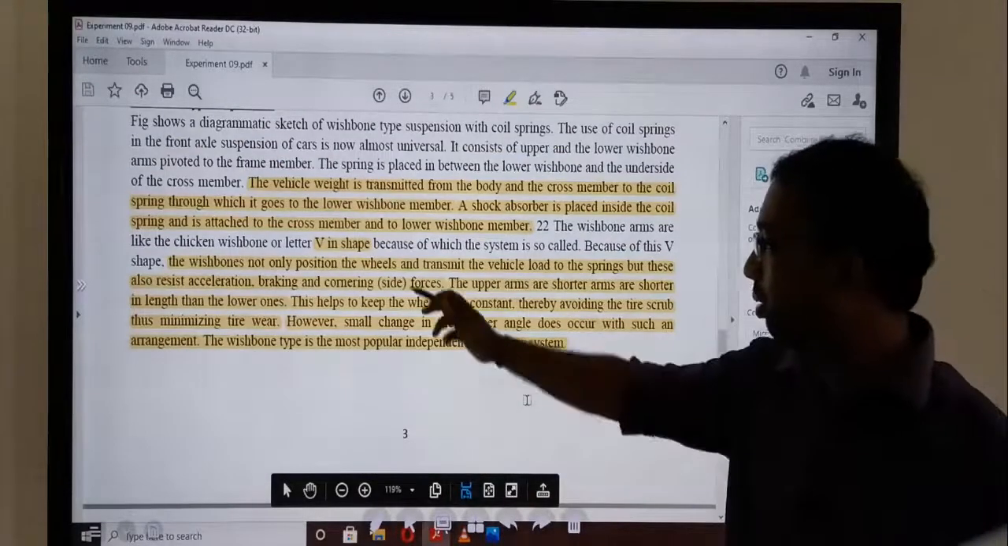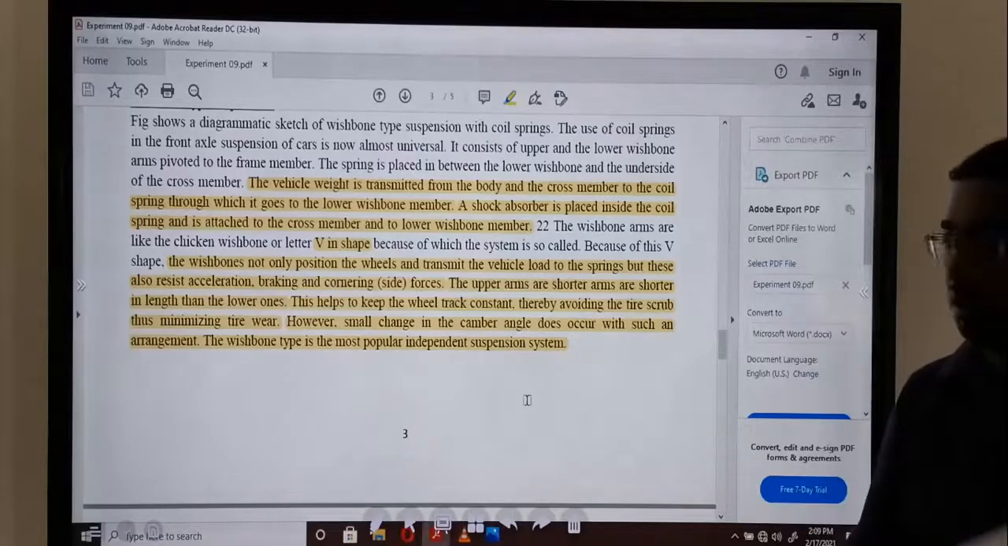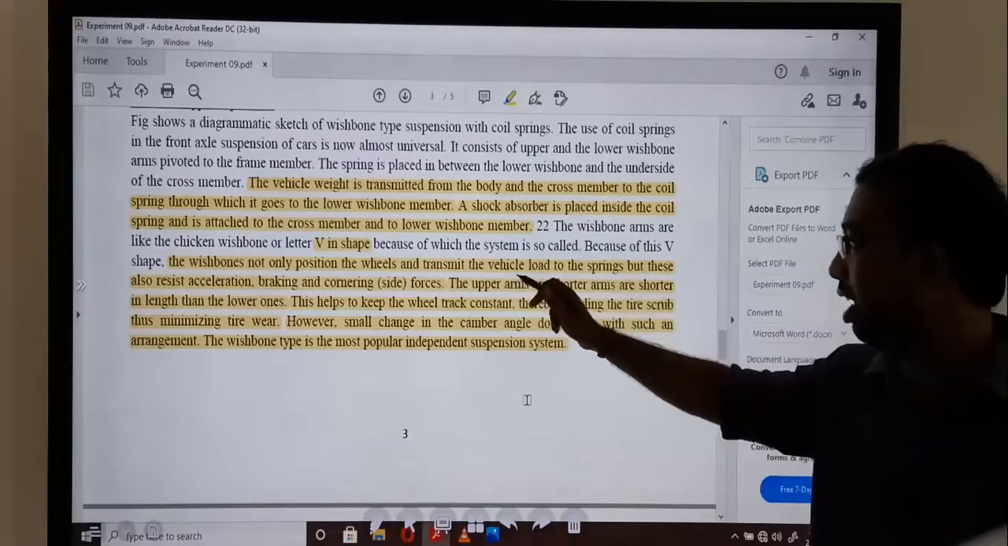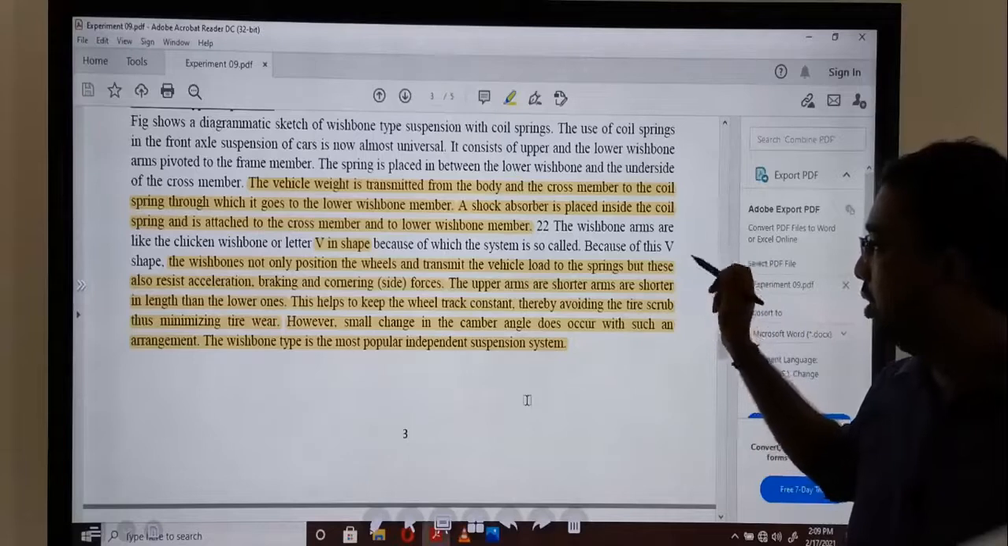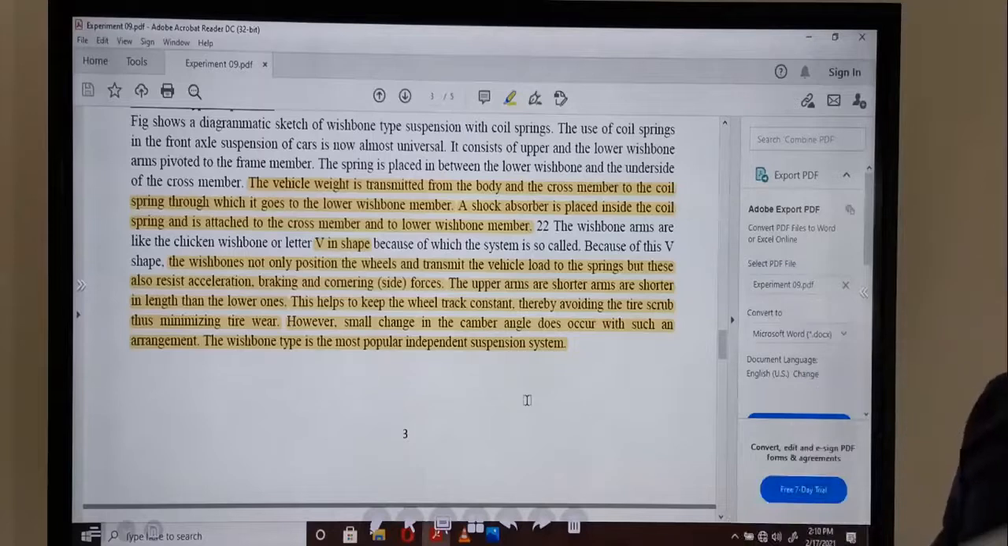Because of the V shape, it is called the wishbone arm. The wishbones not only position the wheels and transmit the vehicle load to the springs, but also resist acceleration, braking and cornering forces. That means it not only positions and transmits the vehicle load to the spring, but also resists acceleration. If the vehicle is running with the accelerator, it can bear the load, or any force.